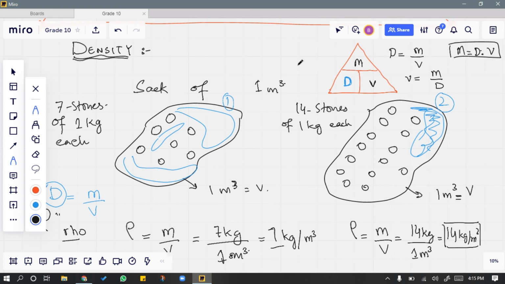So this is what density is all about, and this is almost the end of your chapter as well.